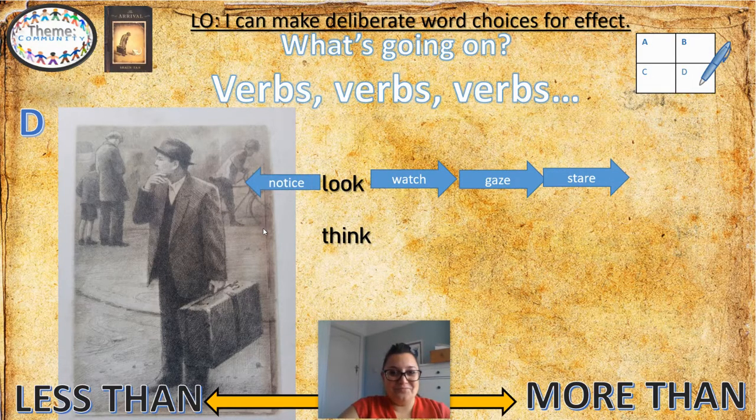I wonder what that would be. Less than it, or just to notice it. Caught your eye. A glance, oh, just a quick look. Less than a glance. Peep.